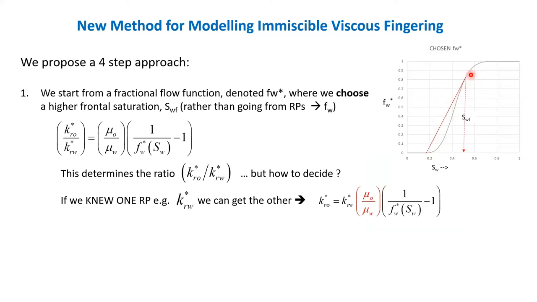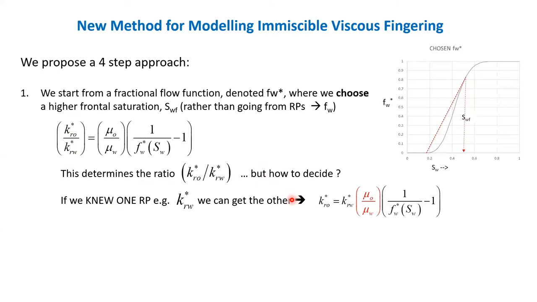So I'm choosing a fractional flow, and just to distinguish my fractional flow from the other way coming from relative permeability, I've called it fw*. Now, if we just rearrange the normal system, then if I choose the fractional flow, it only determines the ratio of relative permeabilities. It doesn't determine the two relative permeabilities. In fact, there's an infinite number. But if I knew one of them, say I knew krw, I could calculate the other one to be completely consistent with my fractional flow. Alternatively, I can make another hypothesis, which is a conjecture. I'll say a bit more about this as we go through.